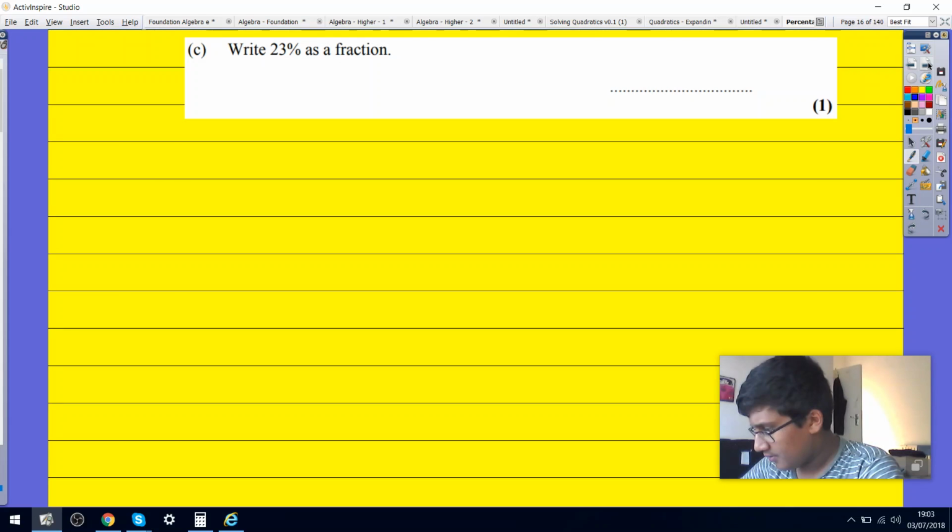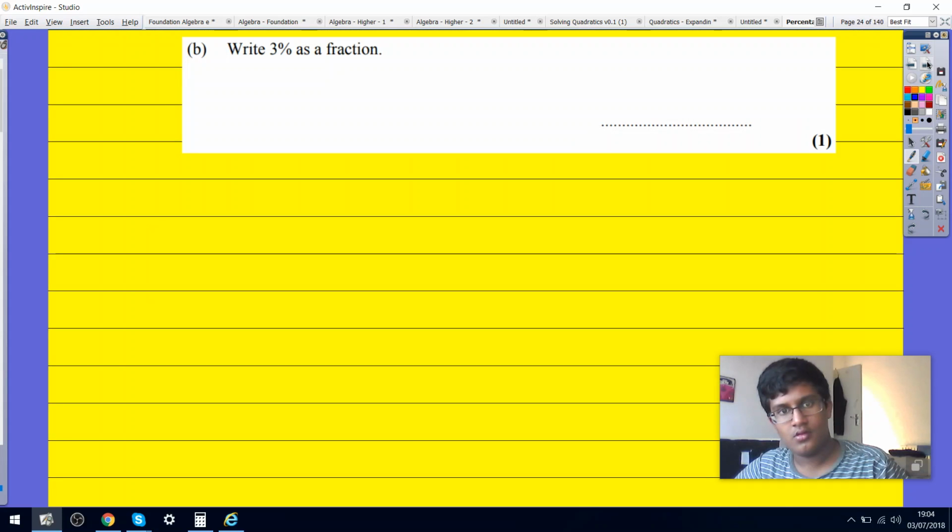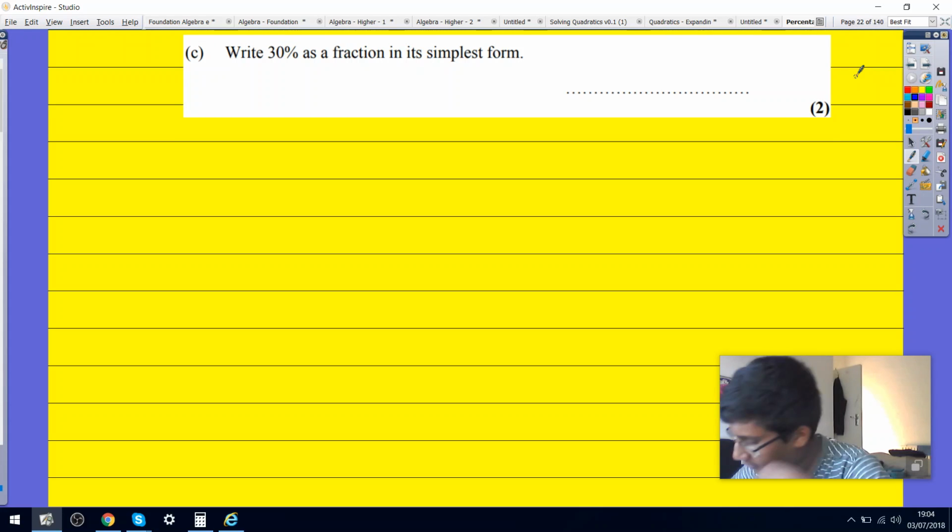How about this? So 23%. So 23% equals 23/100, which, yeah, that's it. How about this one? 30%. So 30% is 30/100, which equals 3/10.